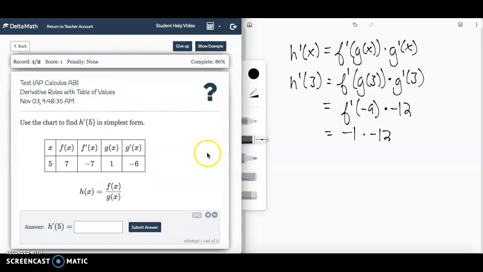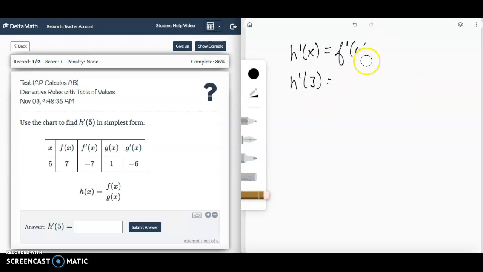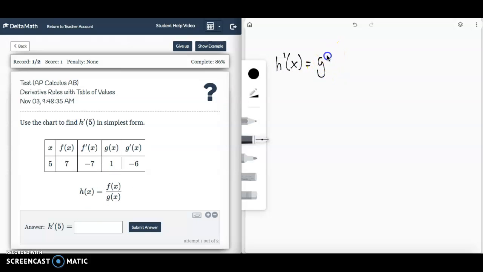All right, let's try another one. All right, so this one we have h prime of 5. That's what they're trying to ask us to find, and h of x is a quotient. So if I'm going to do h prime of x, I have to do low d high, derivative of your upper function, minus high d low, all over low squared.